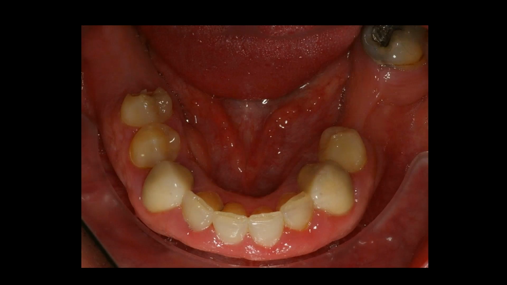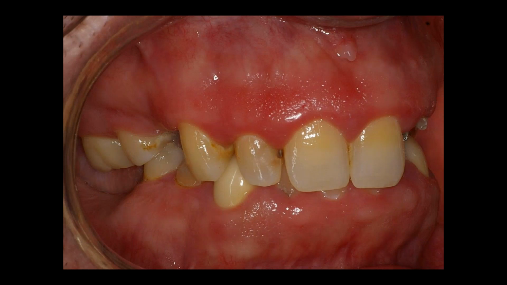In the lower arch, we also see that he's got some areas of decay, some areas of bone loss, as well as cervical lesions interproximally. Looking at the right lateral view, we can see that he has quite a bit of a gummy smile. But most importantly, we see that if we were to place an implant, let's say in the area of tooth number 30, we don't have the greatest clearance for an abutment and crown, or even a screw-retained crown for that matter, over an implant.